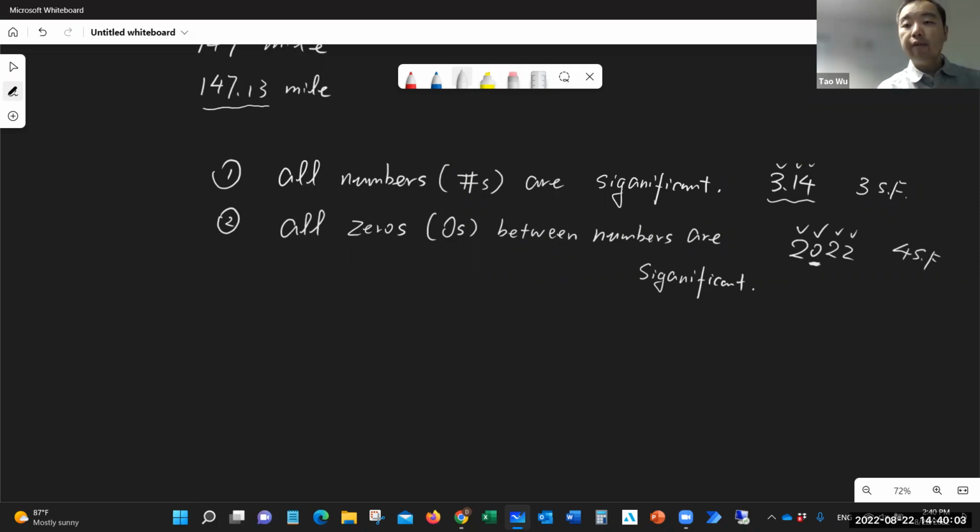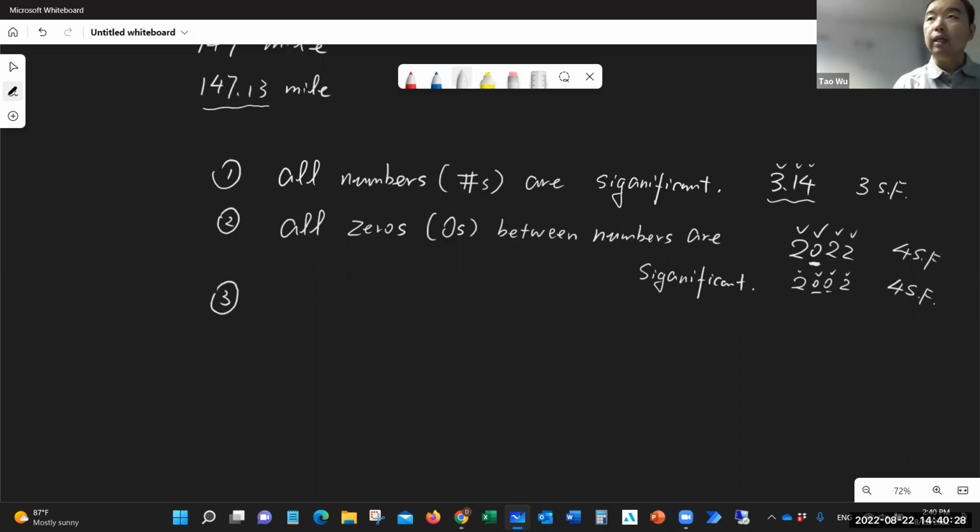And if you talk about 2002, and then we have 2 zeros. And those two zeros are also between two numbers. So those two zeros also count as sig figs. So 2002 also has 4 sig figs. All right. Okay. So this is rule number 1 and rule number 2.